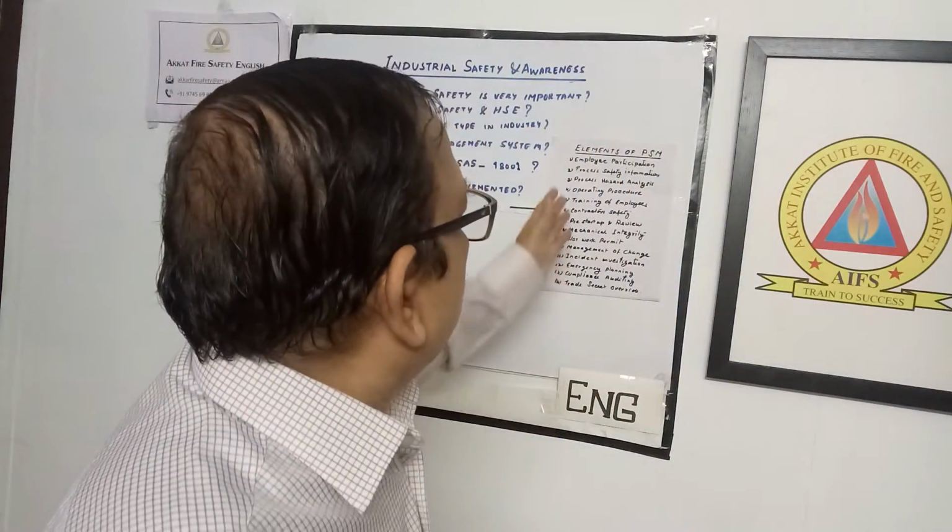So here there are 14 elements, and these elements we want to discuss today: why these elements are introduced in the system, and what each element is. Let us understand. PSM is process safety management. As per OSHA, guidelines are given for 14 elements, minimum basic 14 elements, which we are going to discuss today.